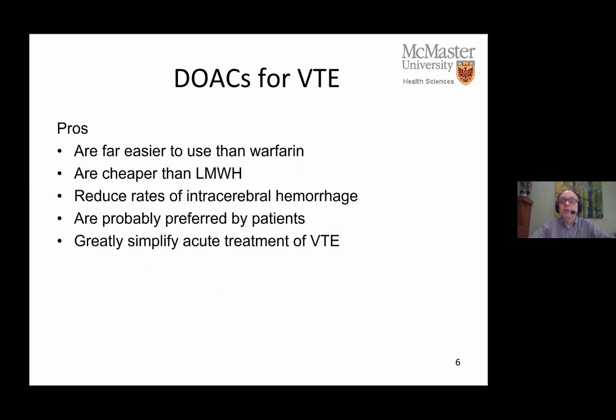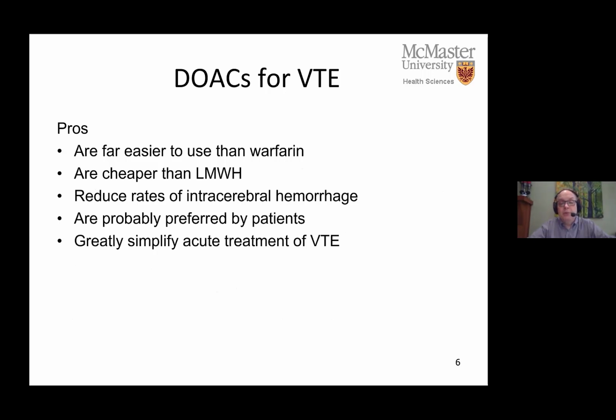However, they have very strong arguments for their use, and these, in most cases, outweigh the cons. First of all, they're dramatically easier to use than warfarin. They are very simple to use. They're cheaper than low molecular weight heparin, at least in the first couple of days. They are associated with a reduced rate of intracerebral hemorrhage compared with warfarin, and as a result of that, they are associated with a reduced rate of death from bleeding. They're preferred by patients. The patient can take a once daily medication without having to muck around with getting their lab tested.